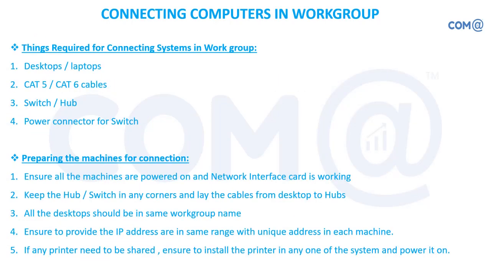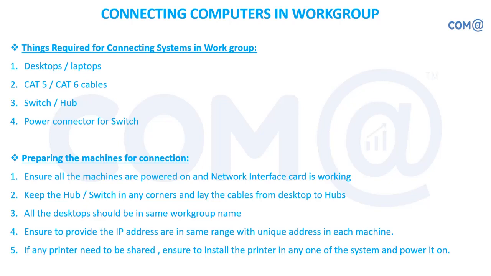So things required for connecting systems in a workgroup: you should have desktops, laptops, or a combination, Cat5 and Cat6 cables, a switch or hub. Based on your requirement, you can have the systems. Then a power connector for the switch, the power adapters. So on the machine, what is the requirement? We need to ensure all the machines are powered on and the network interface card is connected into the hub or switch. So keep the switch or hub in any corner and lay the cables from the desktops to the hub.